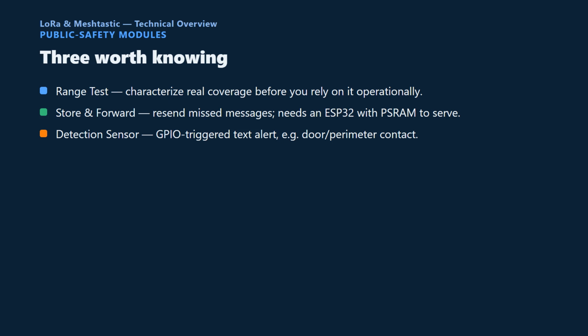Detection sensor watches a GPIO pin for a transition and sends a text alert, a straightforward way to wire Meshtastic into a perimeter or door contact alert.